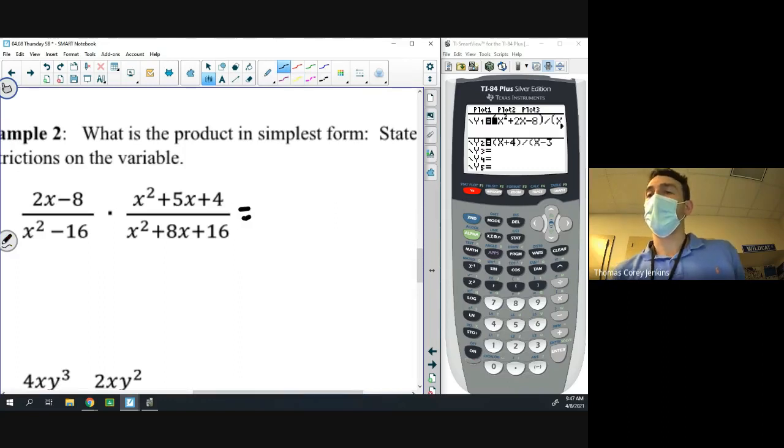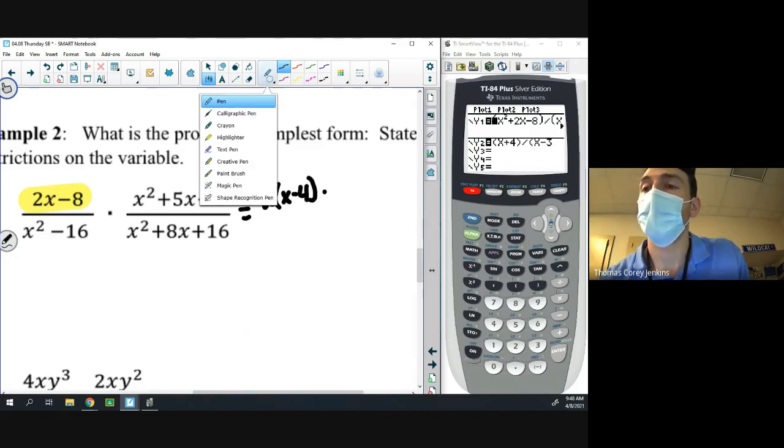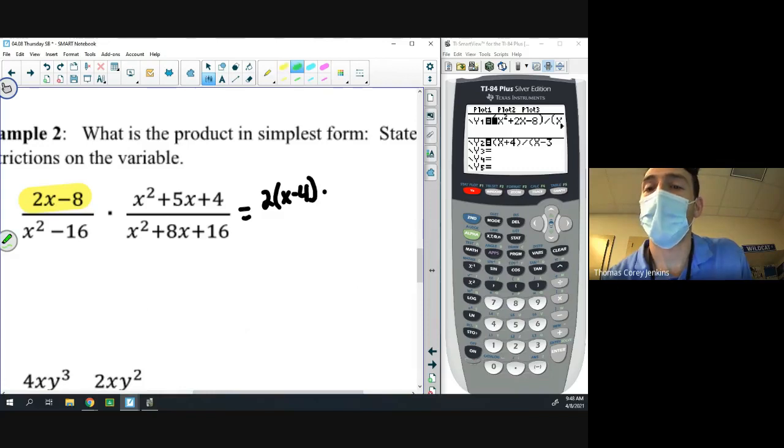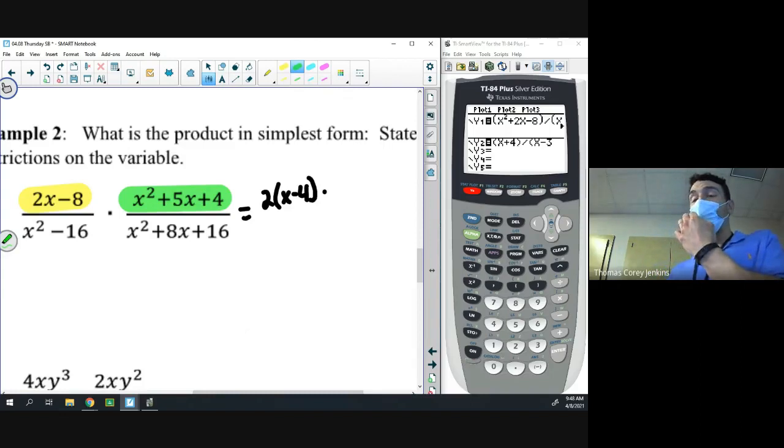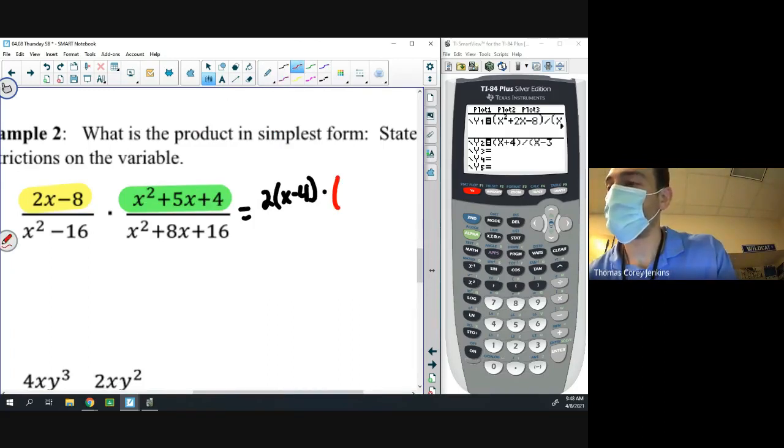So I'm going to go ahead and write these in factored form. All right, so 2x minus 8 factored would be 2 times x minus 4. Next, I'm going to factor this part. So what multiplies to 4 adds to 5? That'd be plus 4 and plus 1. So x plus 4 times x plus 1.